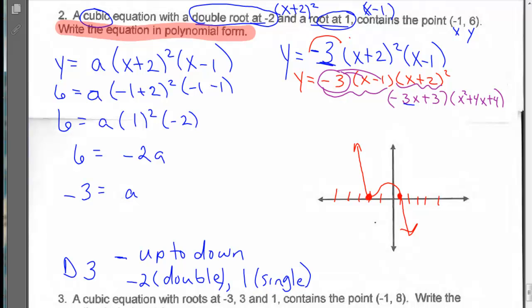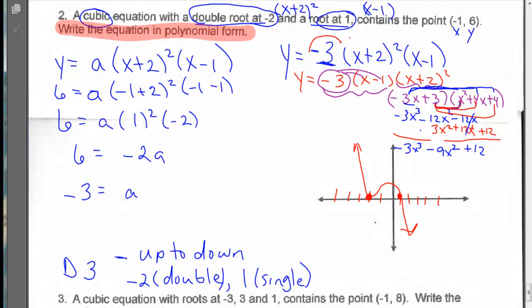So first term to first term, negative 3 times x squared is negative 3x cubed. Negative 3 times 4x is negative 12x squared. Negative 3x times 4 is negative 12x. The next term is 3 times x squared, which is 3x squared. Let's line that up under the 12. 3 times 4x is positive 12x, and 3 times 4 is positive 12. Let's combine terms: negative 3x cubed, negative 9x squared, plus 12. So our polynomial is y equals negative 3x cubed minus 9x squared plus 12.